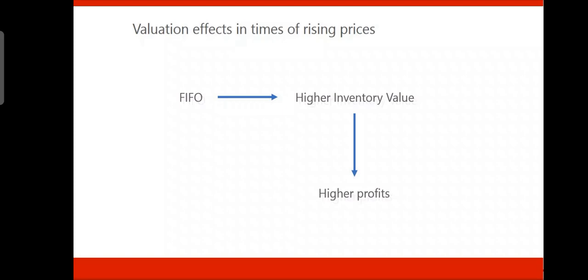Now, if we reverse the situation, imagine that prices are declining. In that case, the last goods which you receive are the cheapest goods, the goods with the lowest prices. So the closing inventory would have the smallest value, and therefore the profit would also be lower.